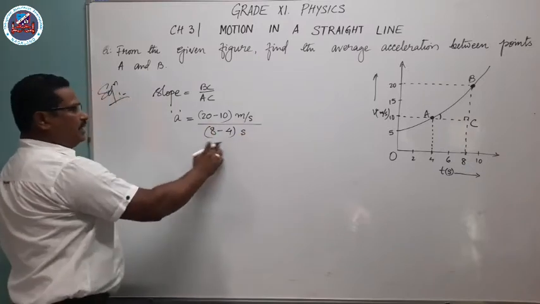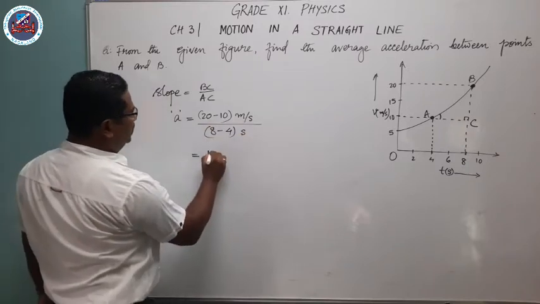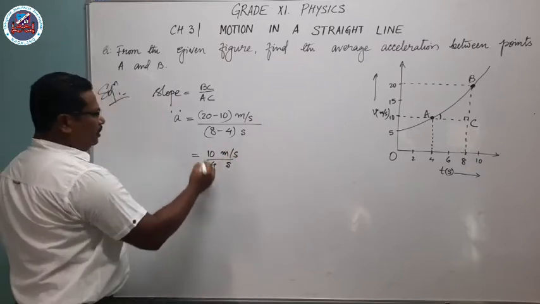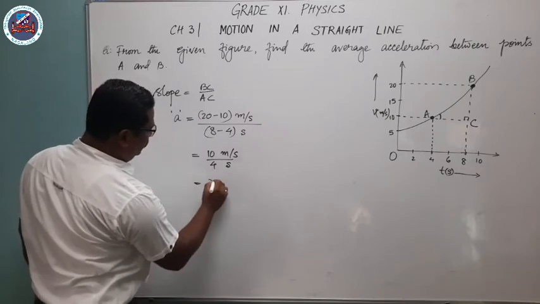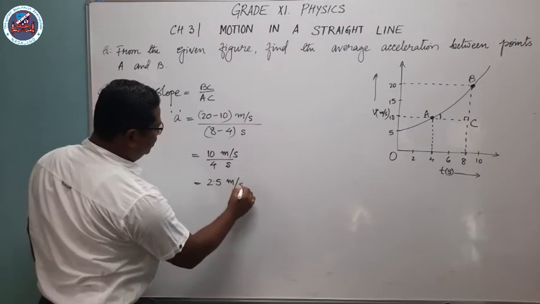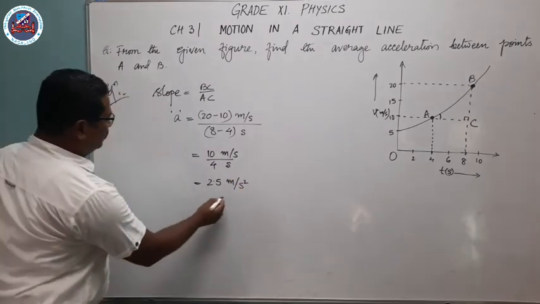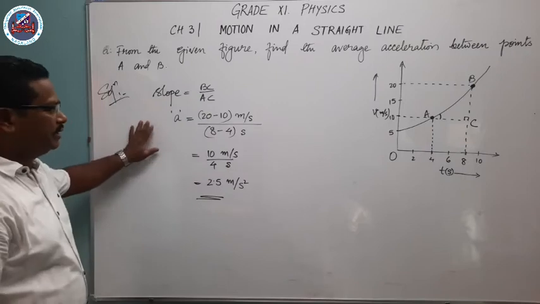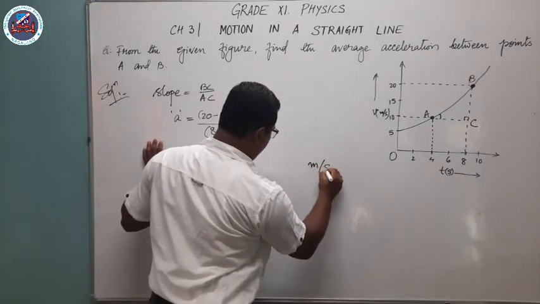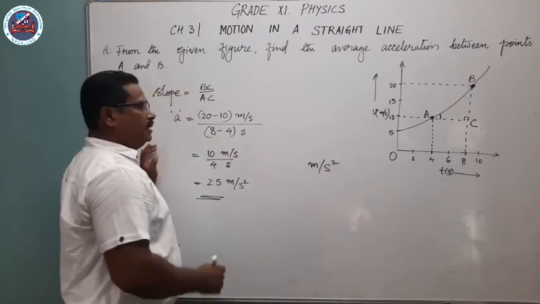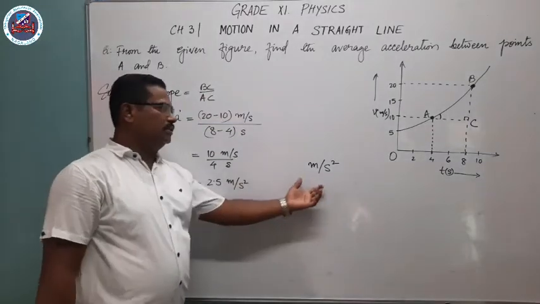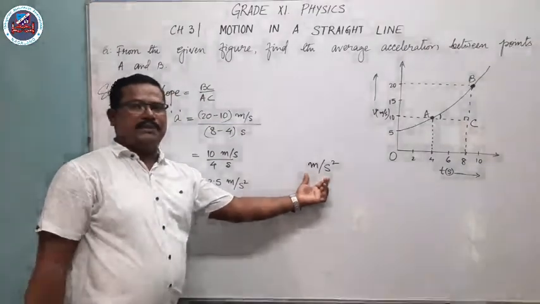So change in velocity over change in time, we'll write down and after that we'll calculate it. 10 meter per second divided by 4 second. So 4 2s are 8, 2 0, 4 5s are 20. Meter per second will become meter per second square. So like this you can find out the average acceleration. The SI unit of acceleration is meter per second square. So for the average acceleration also, the unit will be the same, meter per second square.